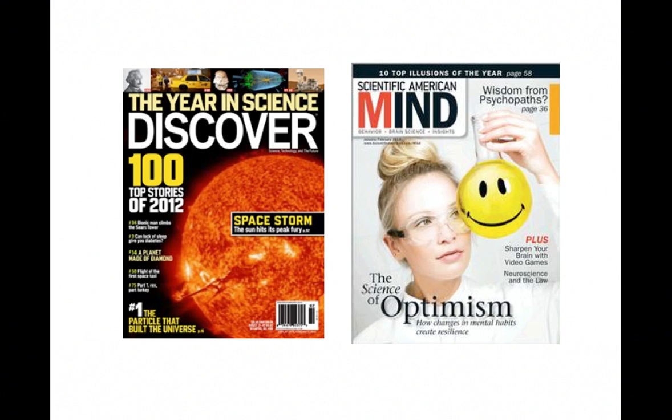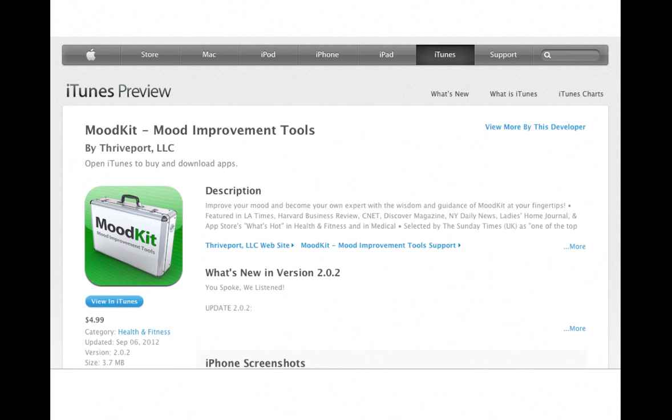There's a lot of people thinking that now you can sort of learn to be happy. The Discover article has this great project that this writer took on, where he downloaded this app, MoodKit, Mood Improvement Tools, and used it for a month to see if it had any effect on his happiness levels. And he also does a lot of research on whether or not it's even possible for people to change their happiness levels, or if that's something that's kind of ingrained in our DNA.